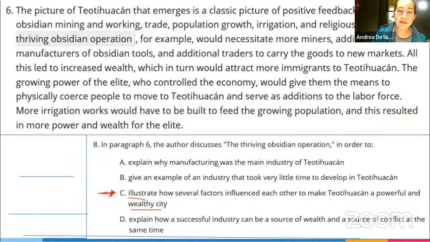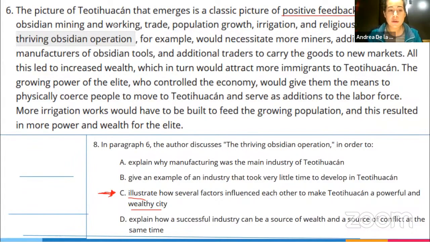If you read the beginning, the first parts of each paragraph and the entire passage, then you have an idea and you know that this is the conclusion. So in this paragraph, they're trying to say that not only were they rich in obsidian and their rivals eliminated, but every single factor that influenced the development of Teotihuacan was related to each other, and they had a positive feedback among each other. So that is the main idea, the first sentence. It says, the picture of Teotihuacan is a classic picture of positive feedback among all of these factors that were mentioned before.